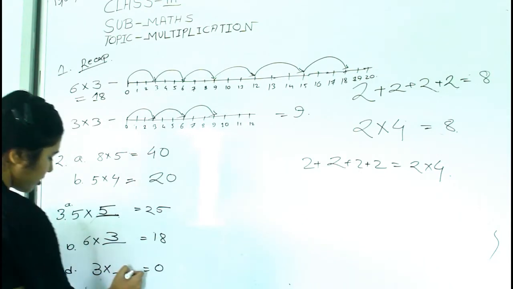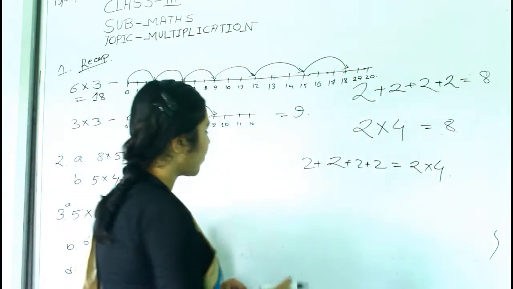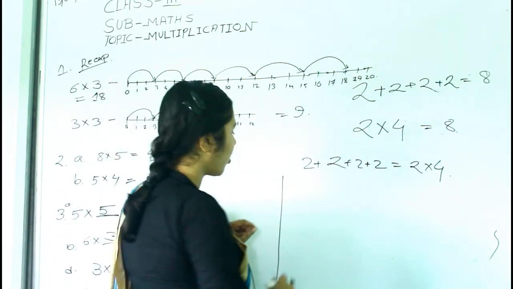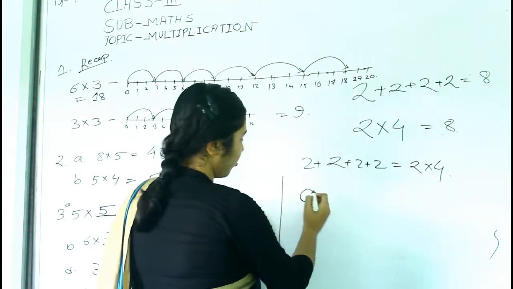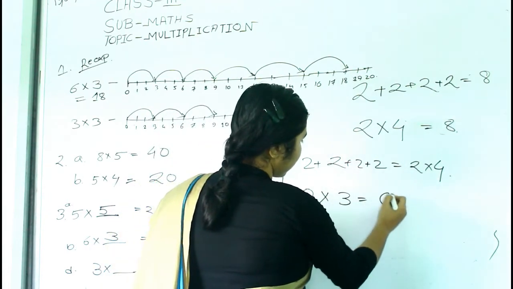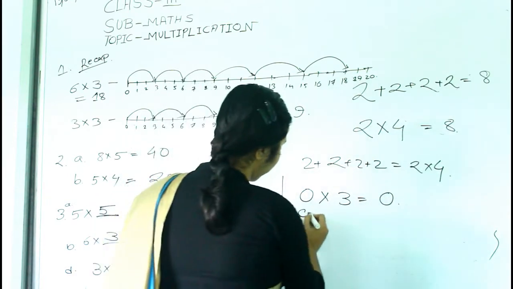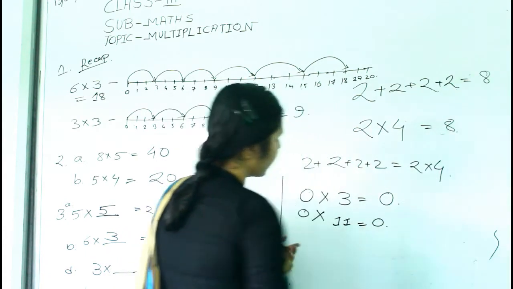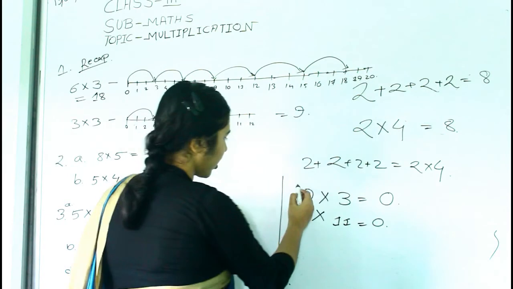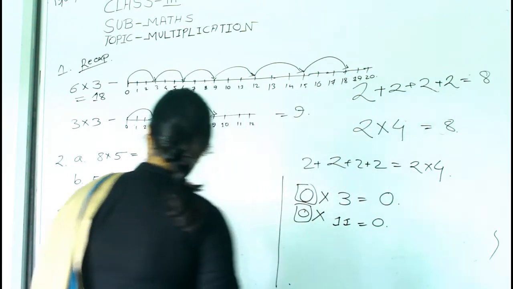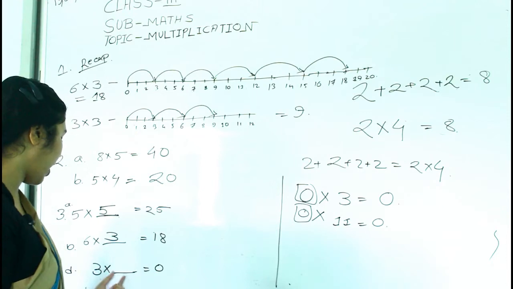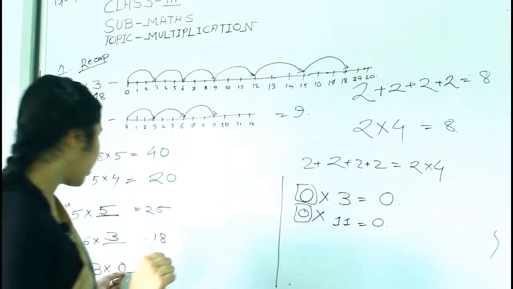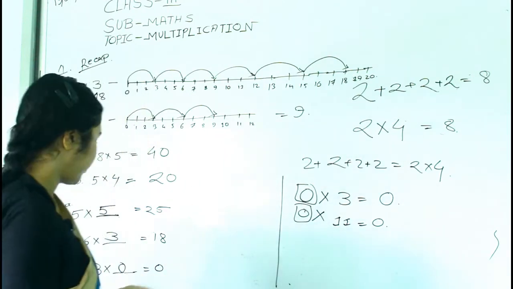And next we know that if we multiply any number, whole number or any number, with 0, we will get 0. If we multiply 0 with any number, we will get only 0. So here our product is 0, right? Which means if we multiply 3 with 0, then only we will get 0.